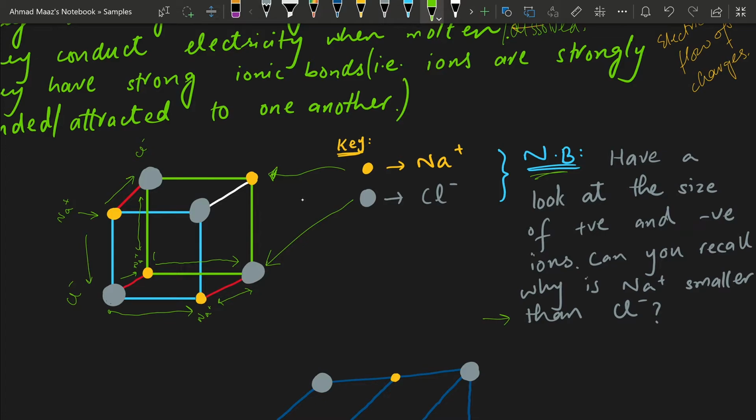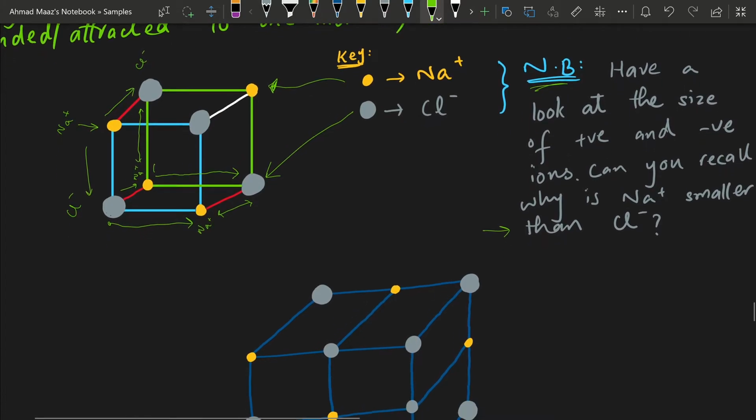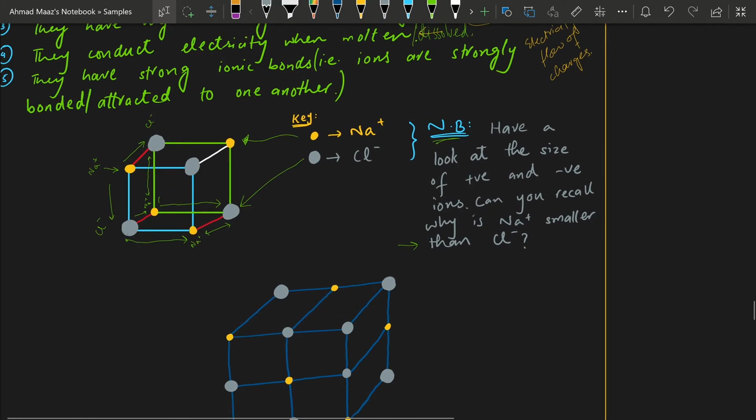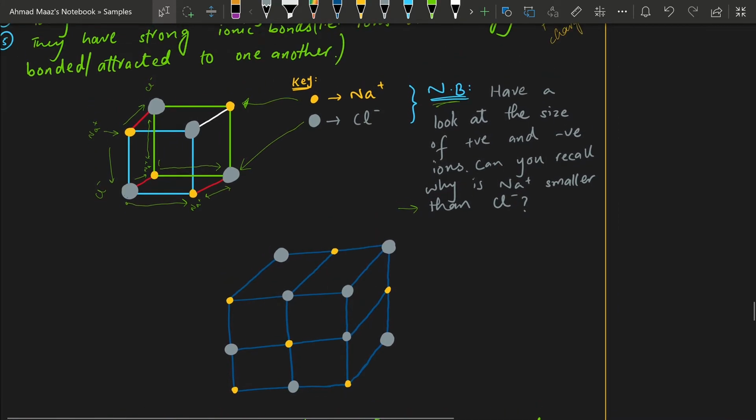Well, remember how the size of a metal atom decreases when they form ions? We saw that in the previous video. You must recall this. Why is the size of sodium smaller, and why is the size of the chloride ion bigger?